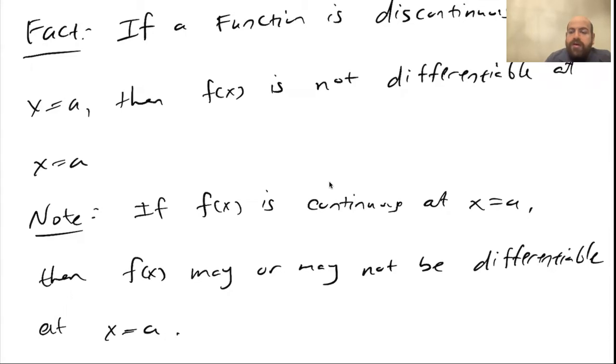So the function must be continuous in order to be differentiable. This means if it's not continuous, for sure it's not differentiable. But if it is continuous, still we don't know. We don't know whether it's differentiable or not, it depends on the function. When I say we don't know, I mean we don't know in general, but for a specific example, if the function is given, then of course we can find out whether it's differentiable or not.